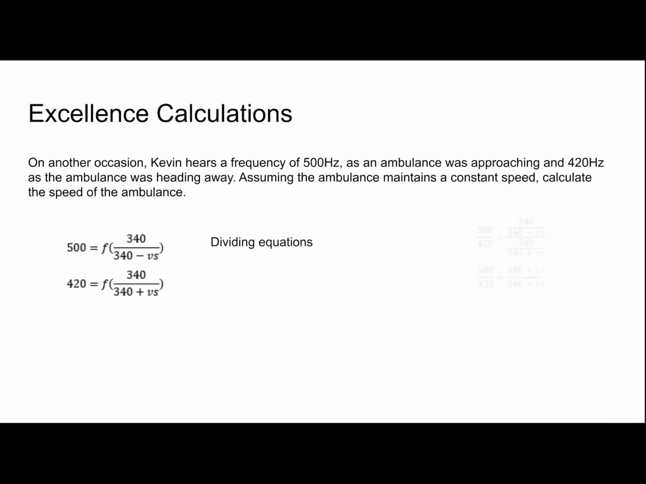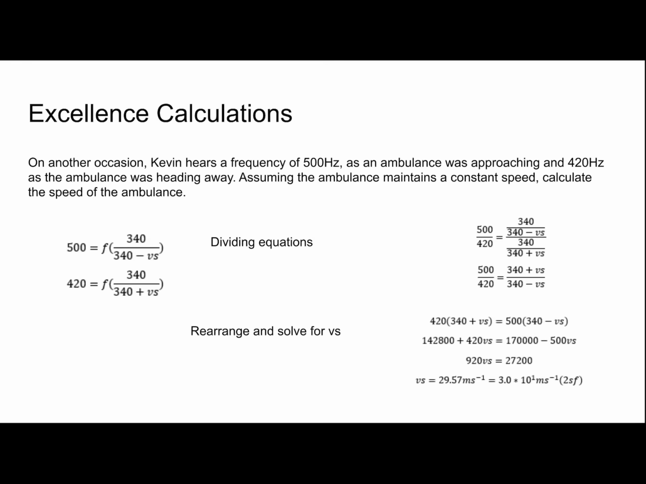In this case we'll have 500 divided by 420, which equals f over f. That's just 1, so we can get rid of the f. That's equal to 340 divided by 340 minus Vs, divided by 340 divided by 340 plus Vs. If we rearrange that formula, we get 500 divided by 420 equals 340 plus Vs over 340 minus Vs. Now we only have Vs left, and we can use algebraic manipulation in order to solve for Vs.